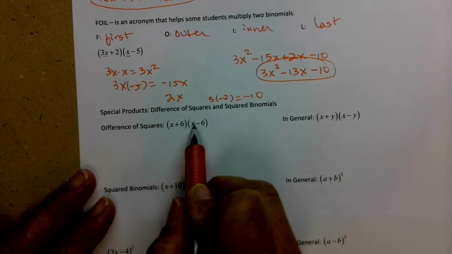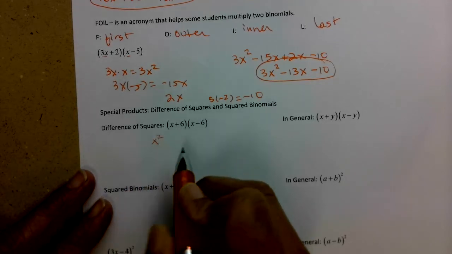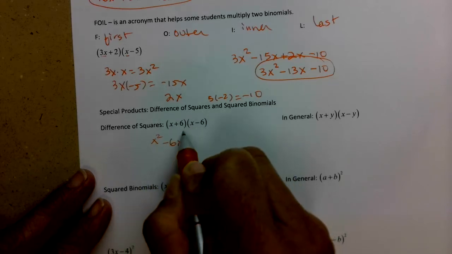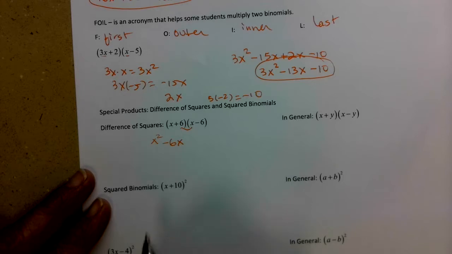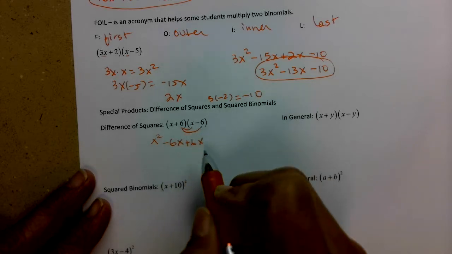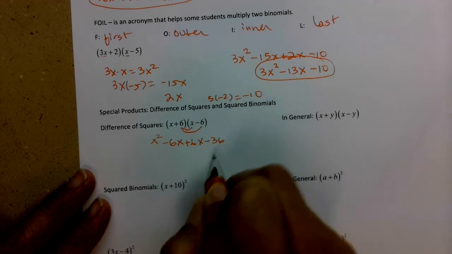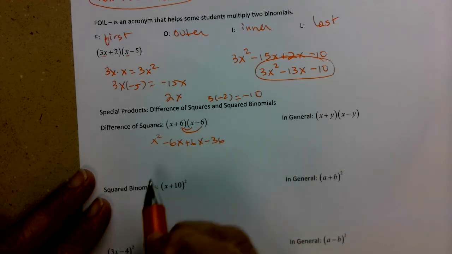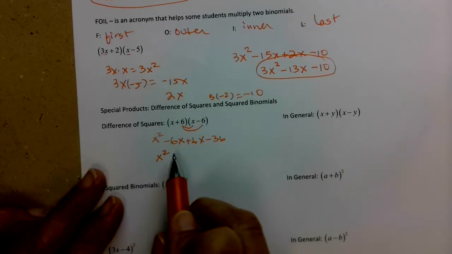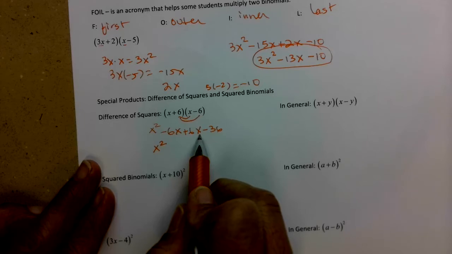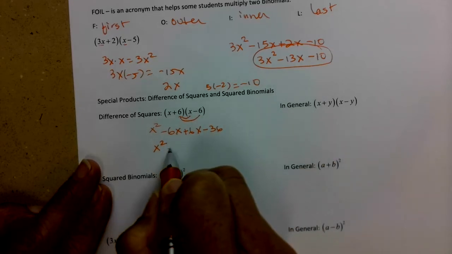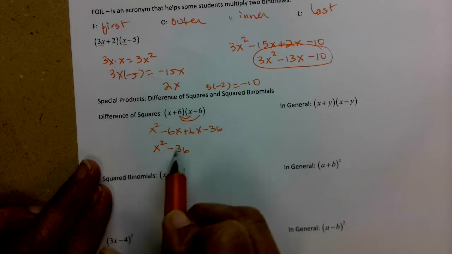So x times x for x squared, outer, x times negative 6, so minus 6x. Inner, I'm going to get a plus 6x. And then last, I'm going to get a minus 36. So when I go to collect my like terms, do you see what's going to happen? So my x squared is still there, but I have minus 6x plus 6x. Those go away. They're exactly opposite of each other. And I just get my minus 36.